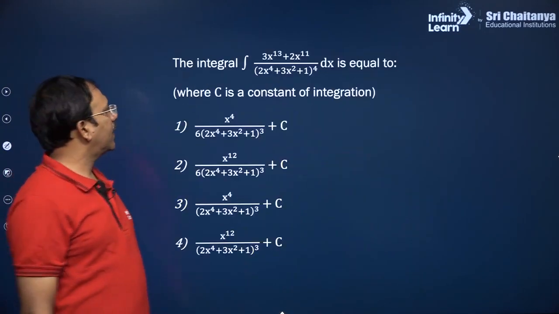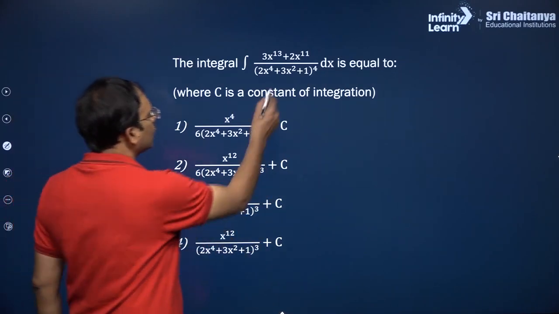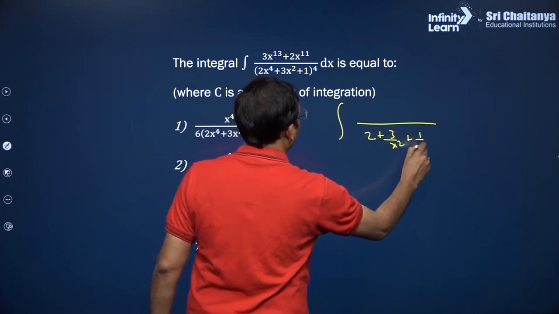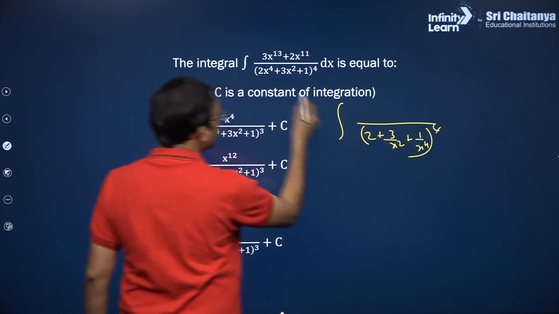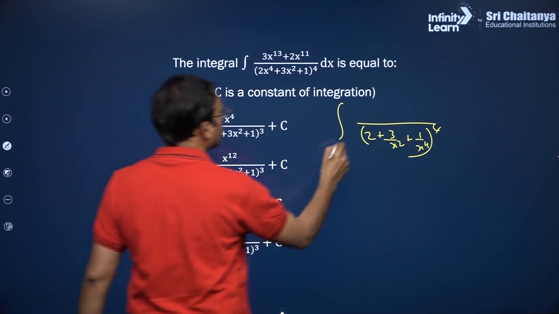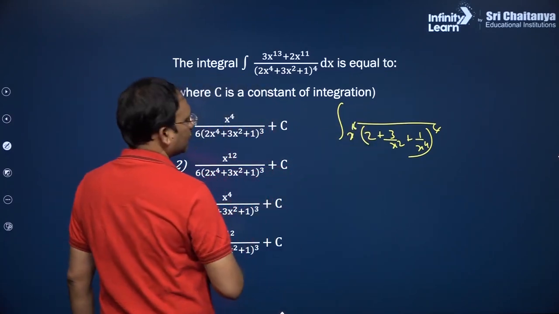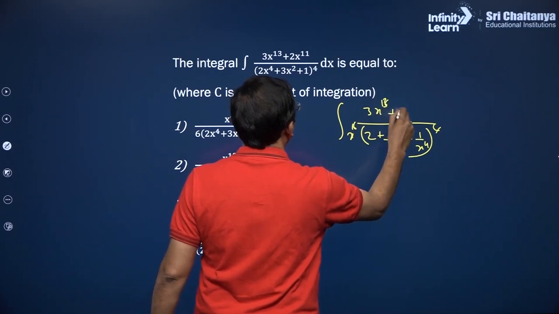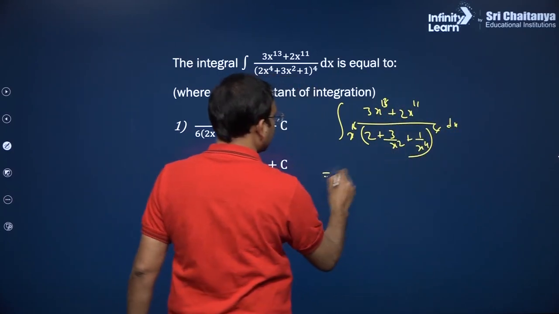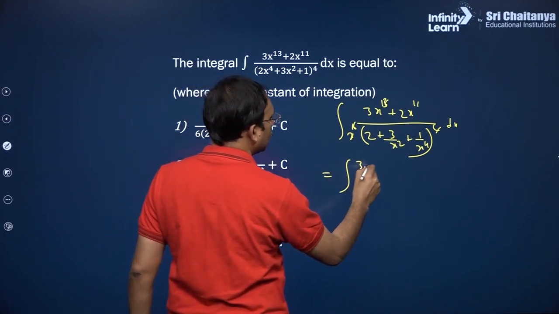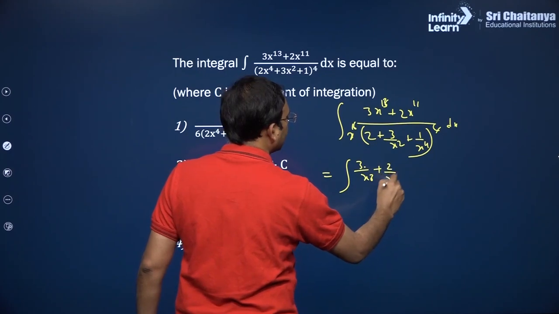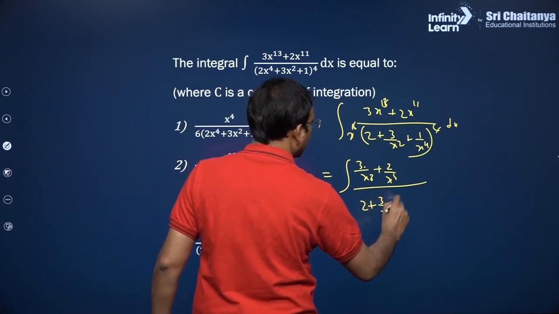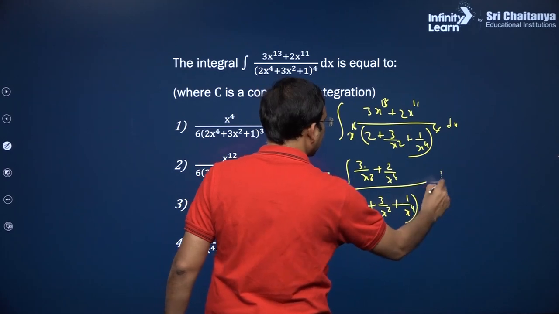Simple. Okay. Next, this particular integral. Why don't you take x power 4 common here, so that (2 plus 3 by x square plus 1 by x power 4) whole power 4, which becomes x power 4 into 4, means x power 16 comes out. And here, my dear friends, after this, if you divide, 3x power 6, 13 plus 2x power 11 dx, which is 3 comes up, 3 into (3 by x cube plus 2 by x power 4) by (2 plus 3 by x square plus 1 by x power 4) into dx.